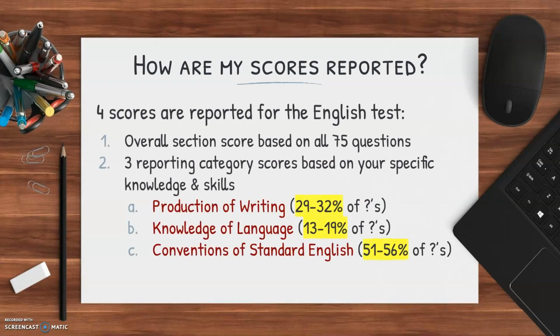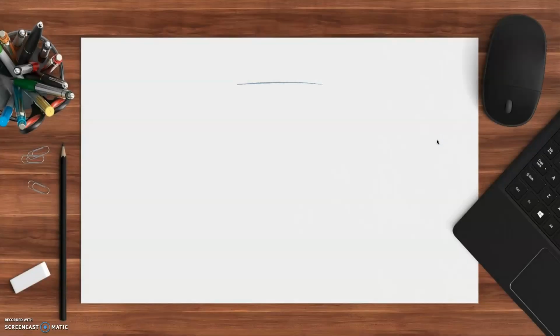You will get 4 scores for the English section of the test. The first one will be your overall section score. It'll be between a 1 and a 36, and that's based on all 75 questions. Now, in addition to that overall score, you'll also have 3 reporting category scores that are based on your specific knowledge and skills. The first category is production of writing. We also have knowledge of language and conventions of standard English. So let's dig into those a little bit more deeply.